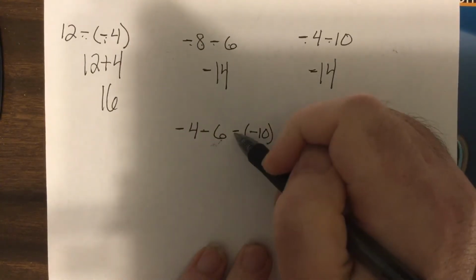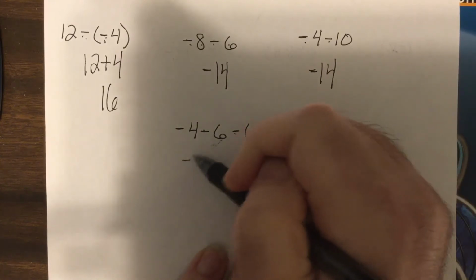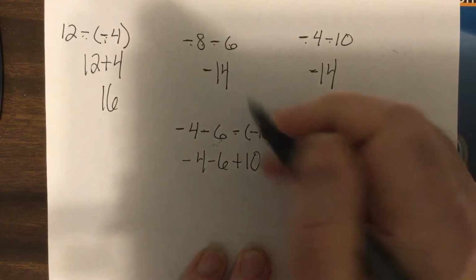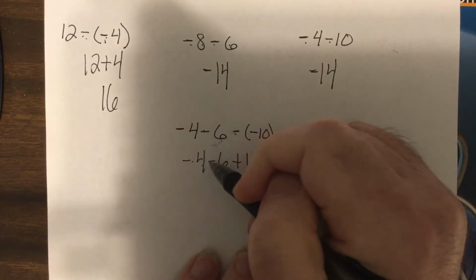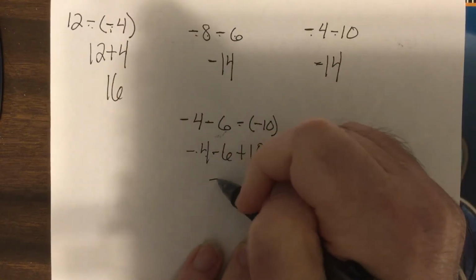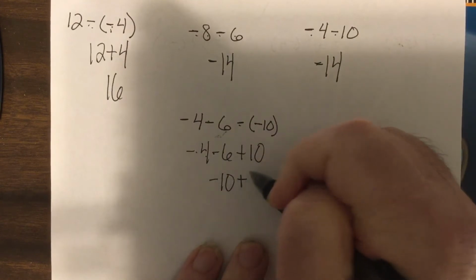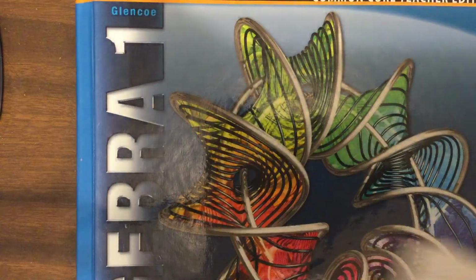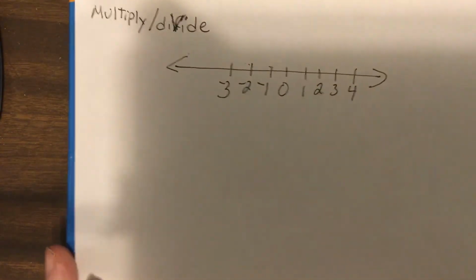And minus is a plus, so it's minus 4, minus 6, plus 10. Minus 4, minus 6, you owe both times, so it's minus 10. So the answer is 0. Now we're going to move on to multiply. Like I said, in a couple chapters, don't panic.